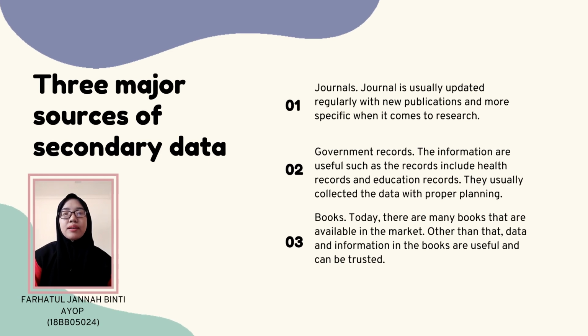The next slide is three major sources of secondary data, which are journals, government records, and books. Why journals? Because a journal is usually updated regularly, and when it comes to research, it is more specific. Other than that, government records. The information in government records is useful, such as health records and education records, because governments usually collect data with proper planning. And then lastly is books.